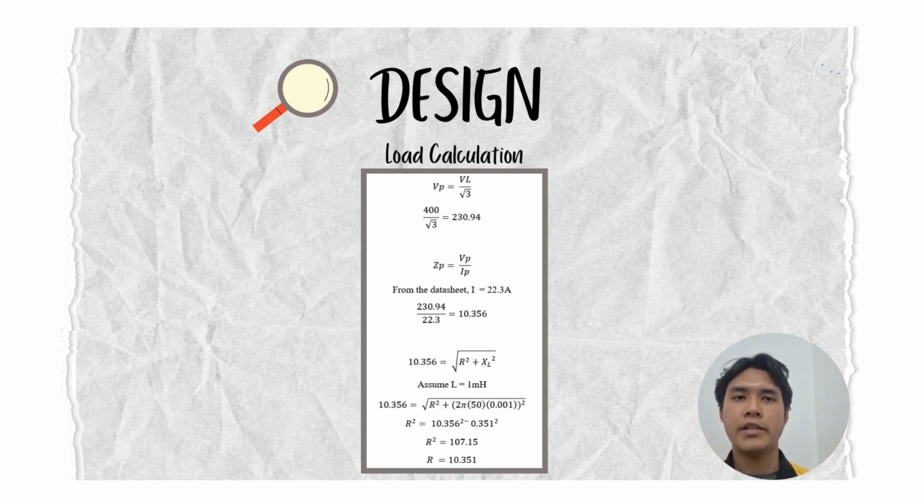For the load calculation, we first find the V phase, which is 230.94 volts, and then we find the Z phase. The current we gain from our data sheet is 22.3 amps. So we are able to determine the Z phase to be 10.356 ohms. By assuming the inductance to be 1 mH, we are able to find the resistance, which is 10.351.